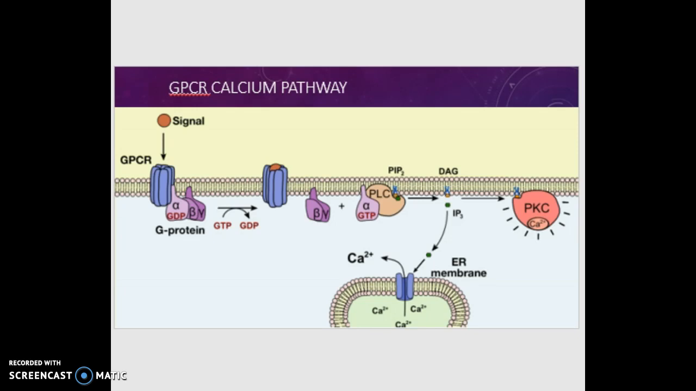That calcium then binds to PKC, protein kinase C, making it more active. Calcium also binds to calmodulin, making it active. When calmodulin is active, it activates another kinase, which phosphorylates target proteins that go on to do other things in the cell as well.